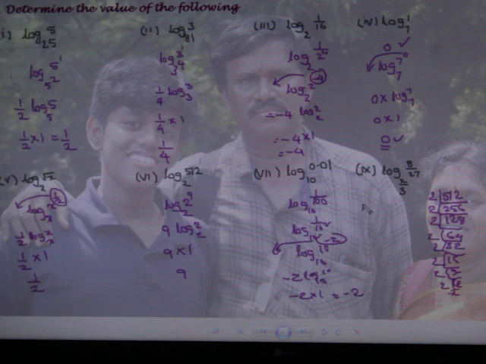Last problem for today's class. Log 8 by 27 can be written as 2 by 3 whole cube. Consider 2 by 3 as a. Log a power m base a: the power becomes the multiplier, 3 log 2 by 3 base 2 by 3. Log of the same number to the same base is 1, 3 ones are 3. That's all for today's class.